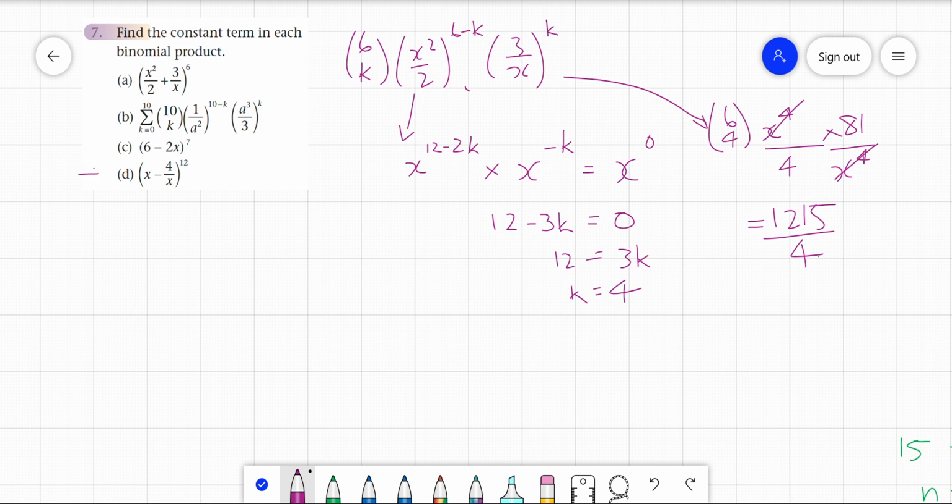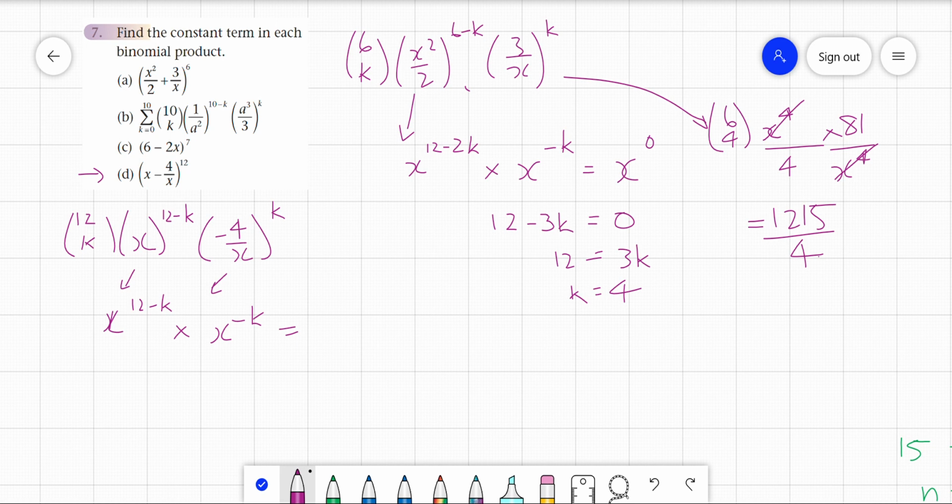So here's D. General term would be 12 choose k. Again, x to the power of, let's do 12 minus k. And the second term, let's do k. So it doesn't matter which way we do that, but whatever you choose. So again, this is x to the power of 12 minus k. This one gives us x to the power of negative k because x is on the bottom, and we want the constant term, which is the term without the x. So we want x to be to the power of 0.